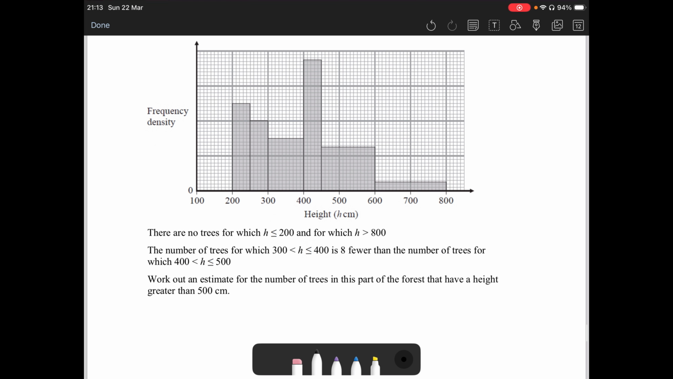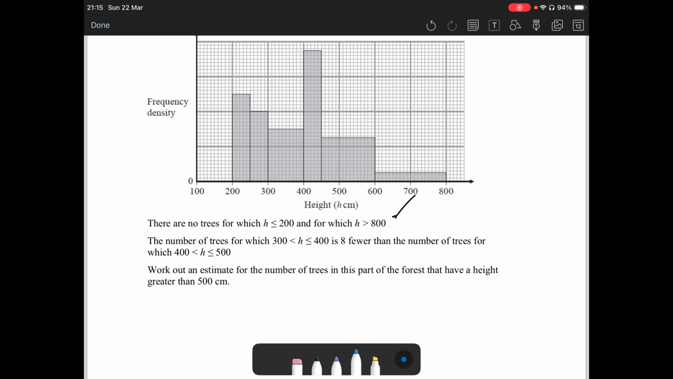21, we've got a histogram. So in this histogram, there's nothing to the left of 200, nothing to the right of 800. That's what they mean by the first line. So we've acknowledged that. The number of trees with heights between 300 and 400 is 8 fewer than the number of trees between 400 and 500. So this rectangle here is 8 fewer than the number of trees between 400 and 500, so here and here. Oh, this is a bit of a nasty one.